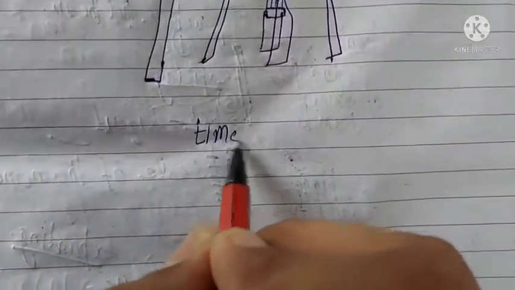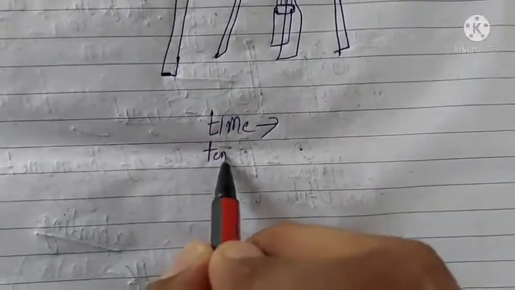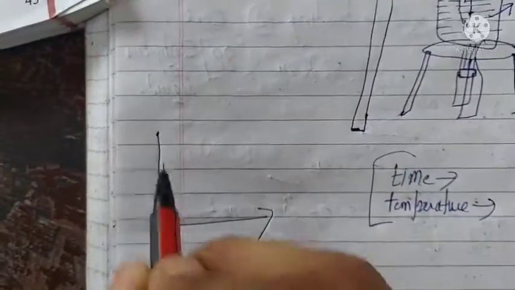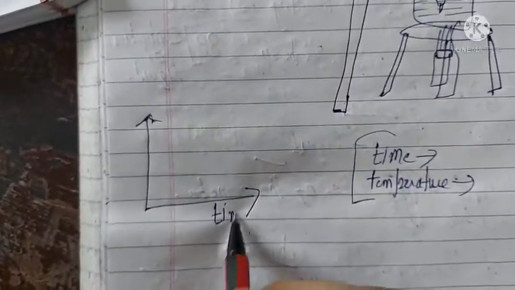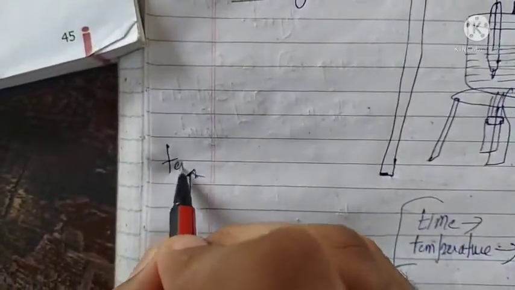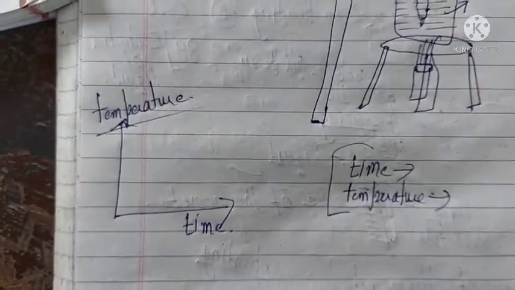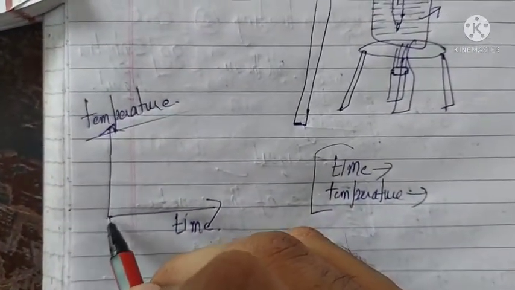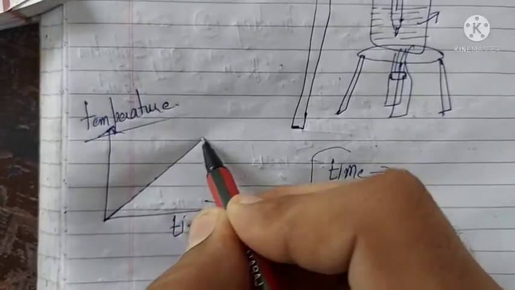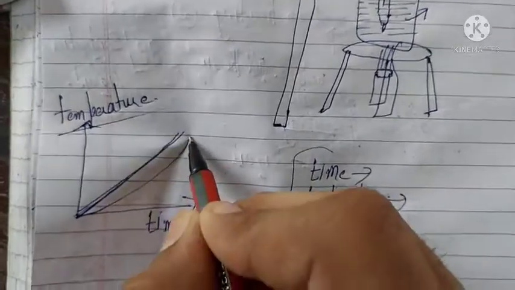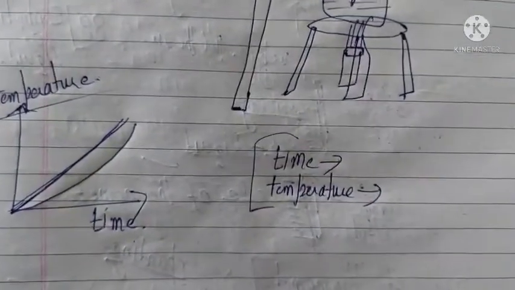What you observe is that as time increases, the value of temperature is also increasing, because you are continuously heating the liquid. So if you draw a graph by taking time on the x-axis and temperature on the y-axis, the graph can be like that, or like that. The curve can be like that. It is continuously increasing with time.